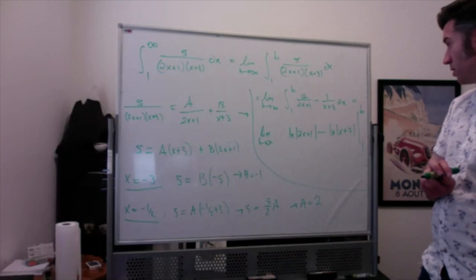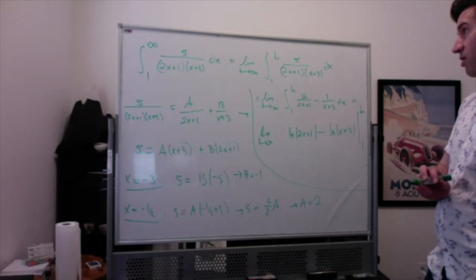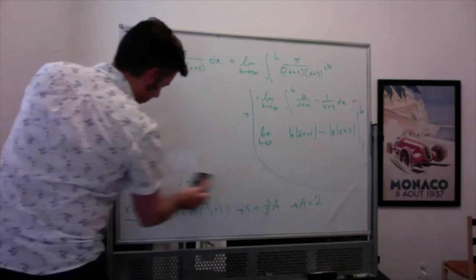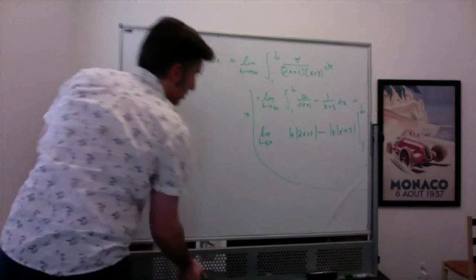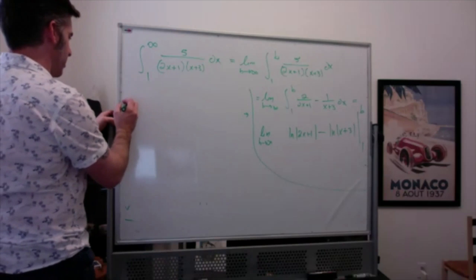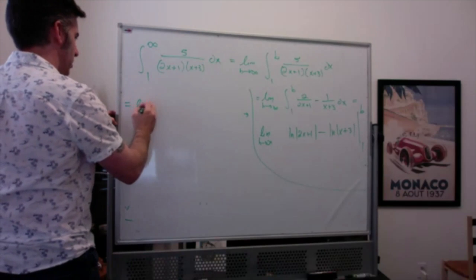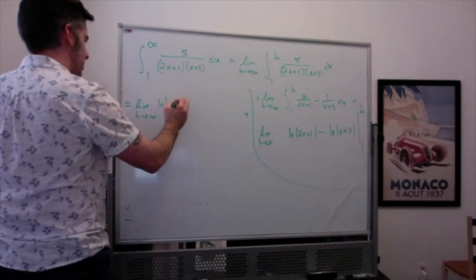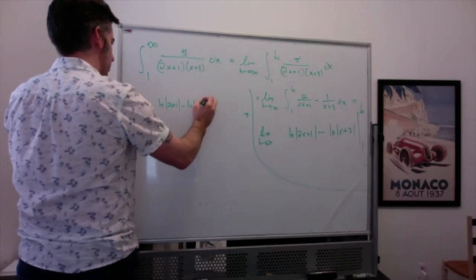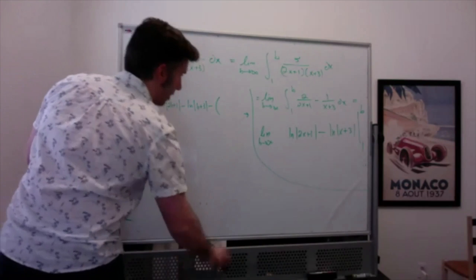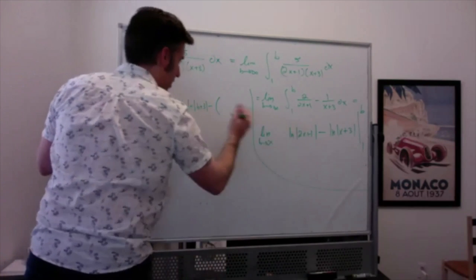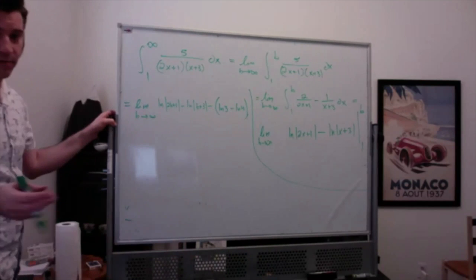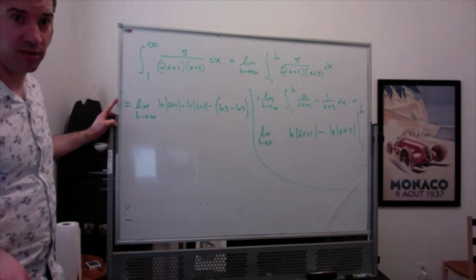From 1 to b. Okay, so now I'm going to erase some of this over here. This is where things get a little bit dicey. So if I plug in b, look what happens. I get the limit, as b goes to infinity, of the natural log of the absolute value of 2b plus 1 minus the natural log of b plus 3, minus, if I plug in 1, I get the natural log of 3 minus the natural log of 4. Okay, and this is where it's easy to get caught up.